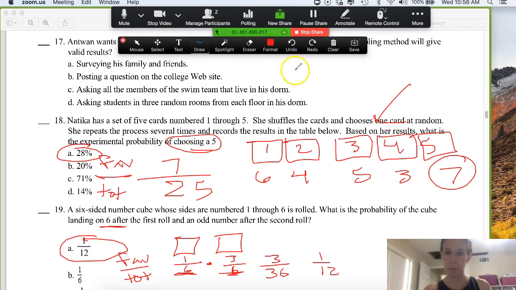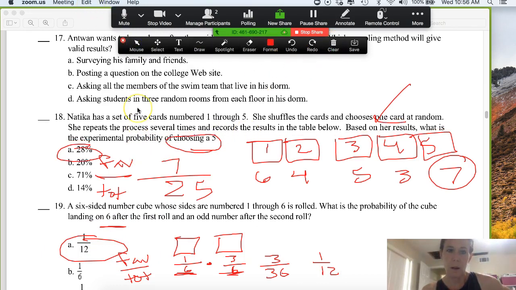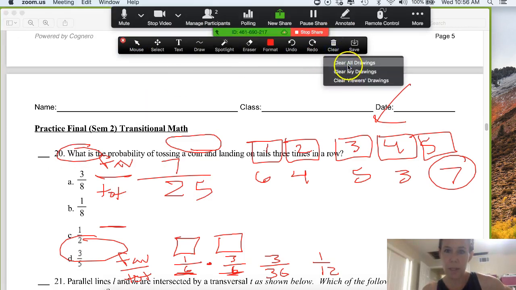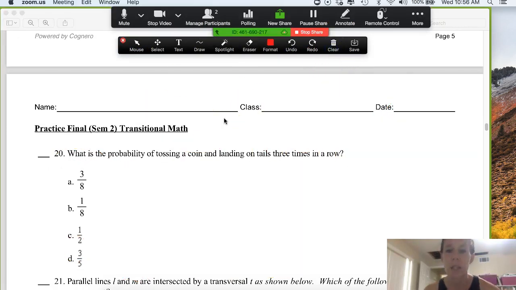Okay, 2 different probabilities. All right, let's see. Got a couple more minutes. Let's go over number 20. What's the probability of tossing a coin and landing on tails 3 times in a row?